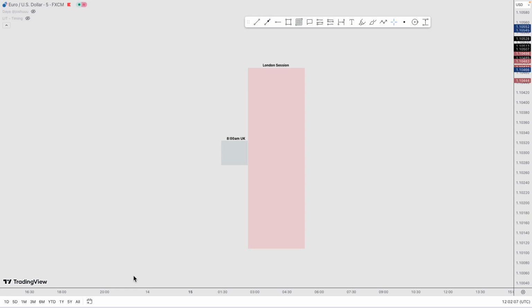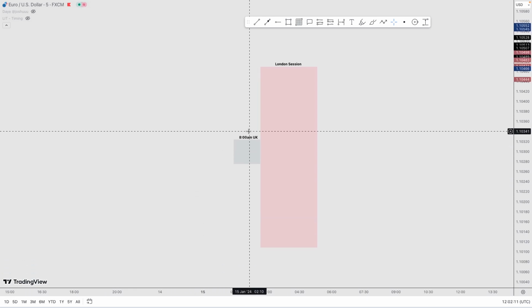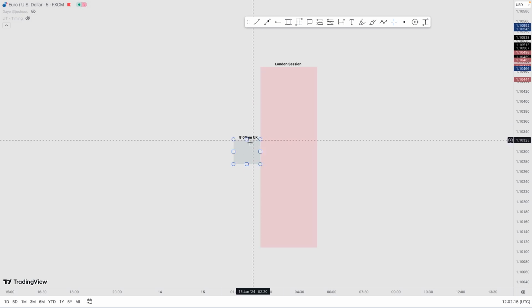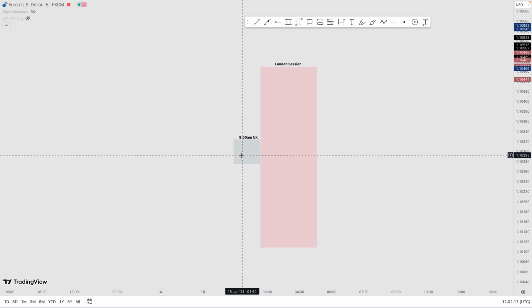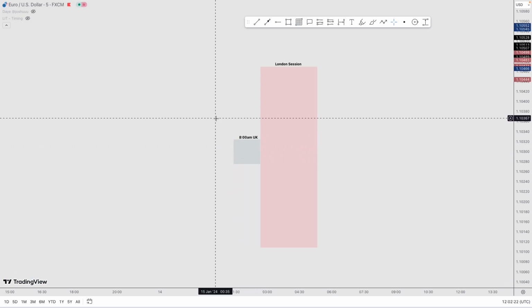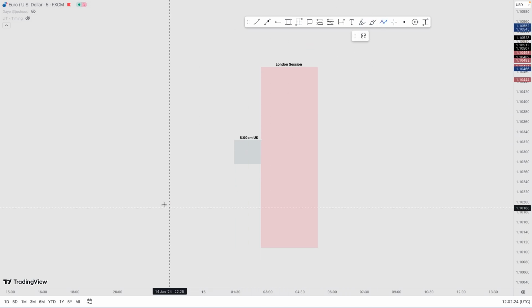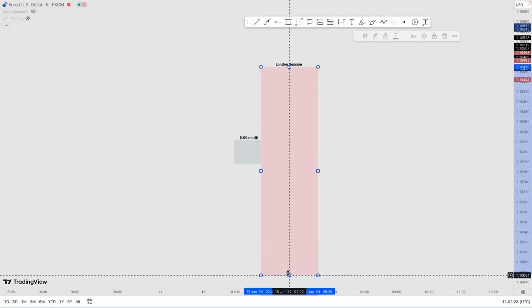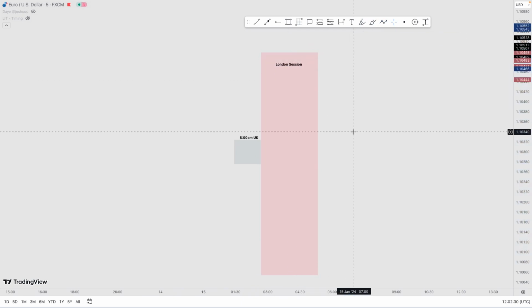So 8 o'clock is the start of the London session, right? Around 8 o'clock, you could say between 7:55 and 8:05, is when you can get a lot of volume kicking in the market. On a really good day, this is the London session, so whatever way price wants to trend, it would do.